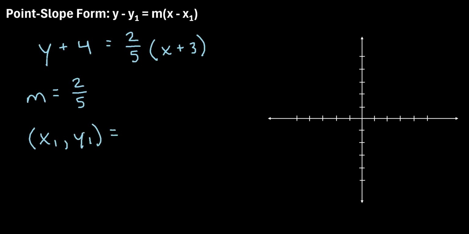And now we just need the xy coordinates of some point that lies on the line. So in other words, x1 and y1. So x1, that's the number being subtracted from the x. So here we have an x plus 3. We can imagine that's the same as x minus a negative 3. So our x1 value is going to be negative 3.